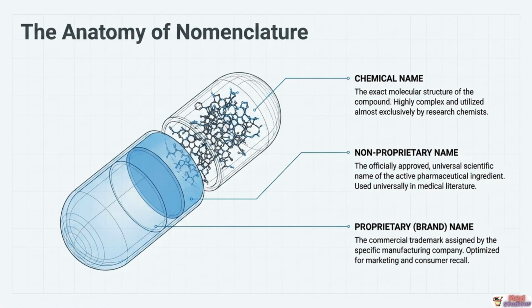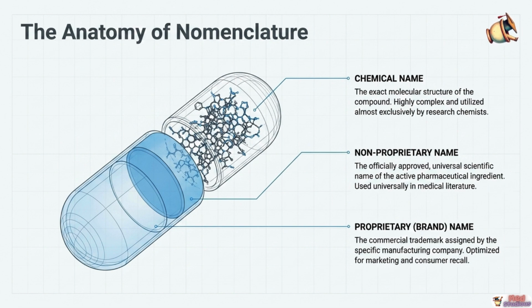Every drug in clinical use carries 3 distinct names simultaneously, and understanding precisely what each name represents, who uses it, and what it communicates is foundational to safe prescribing, accurate documentation, and effective communication across the healthcare chain. The first name is the chemical name, the exact, systematic description of the drug's complete molecular structure, written according to IUPAC chemical nomenclature. The chemical name encodes every atom, every bond, every stereochemical configuration.